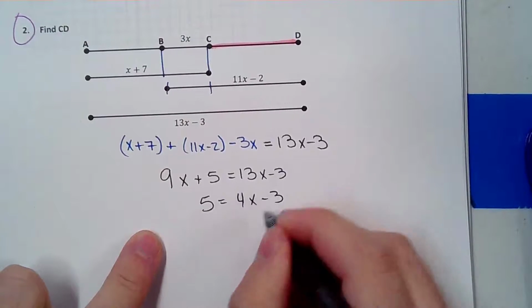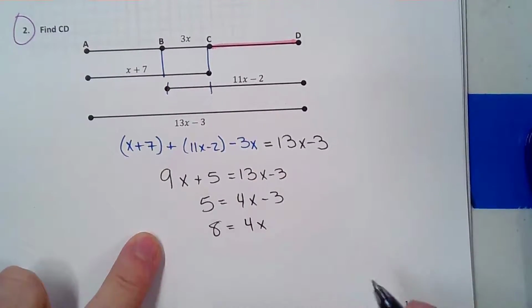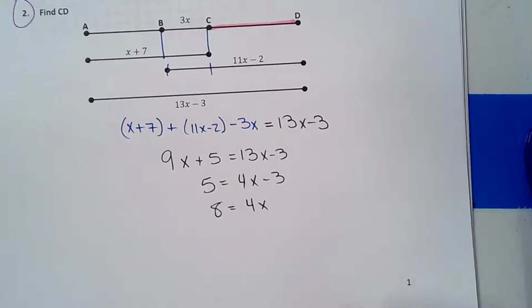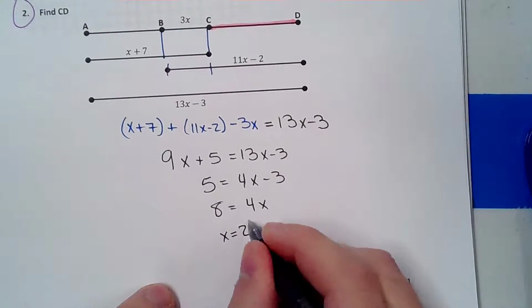Then I'm going to get 8. Then I'm going to divide by 4, because that's how you do separation, right? Divorce. X equals 2.